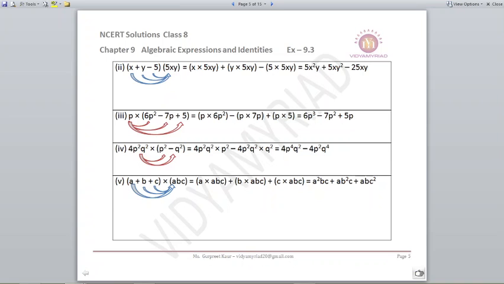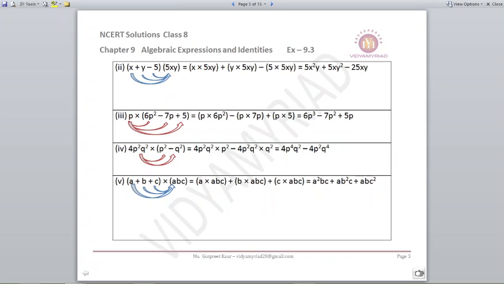Third part. P multiplied by 6p square minus 7p plus 5. So 1 by 1 we will multiply p with all the terms. So it is p multiplied by 6p square. You will get 6p cube, minus p multiplied by 7p, so 7p square. P multiplied by 5, that is 5p. That is your final answer.